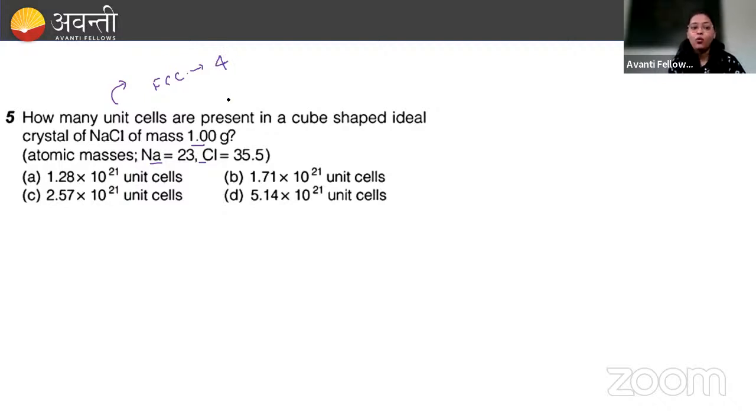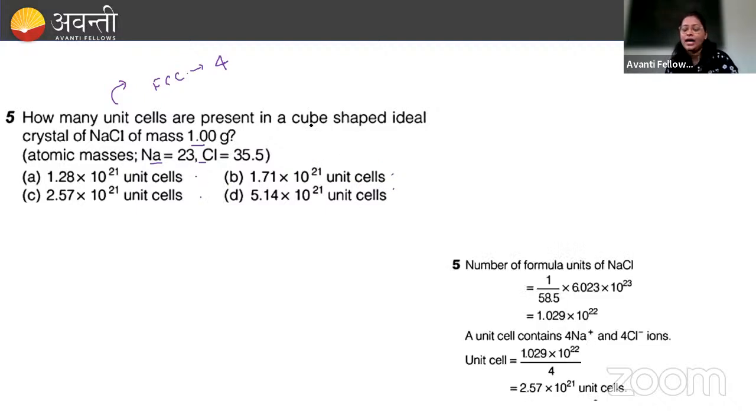That we know. But here, what is given to us? How many unit cells will be present? उसमें कितने ज़्यादा unit cells present होंगे? So let's find out the answer. So the number of formula units we need to calculate here. ठीक है? कितने formula units present होंगे? 1/58.5. So what is the mass of NaCl? NaCl का mass you can calculate: 35.5 for chlorine and add sodium's 23. So it will be equal to 58.5.